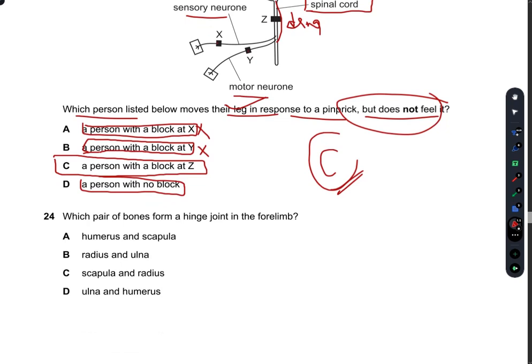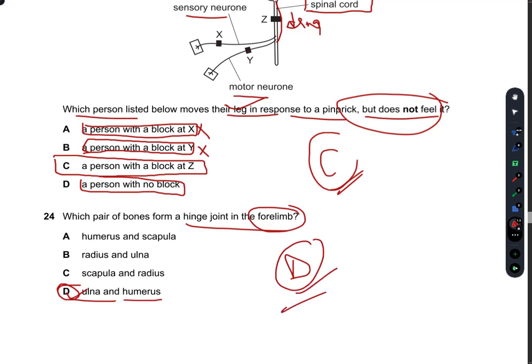Which pair of bones forms a hinge joint in the forelimb? In the forelimb, it is the ulna and humerus. Yes, we know this is simple anatomy.